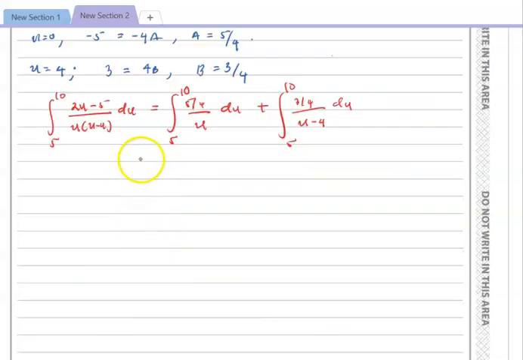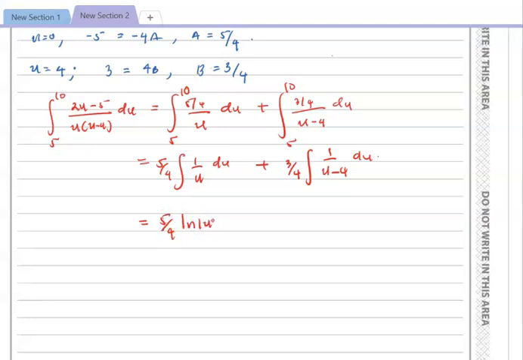Now, when you see the integral for this, the 5 over 4 is just a constant, and this is just going to be the integral of 1 over u du. And this one as well, the 3 over 4 is just a constant, and it is the integral of 1 over u minus 4 du. That means the integral is 5 over 4 ln of u plus 3 over 4 natural log of u minus 4, and then you have your limit. By the time you reach this point, out of the 6 marks you have almost 4 marks. We are looking for the last 2 marks now.